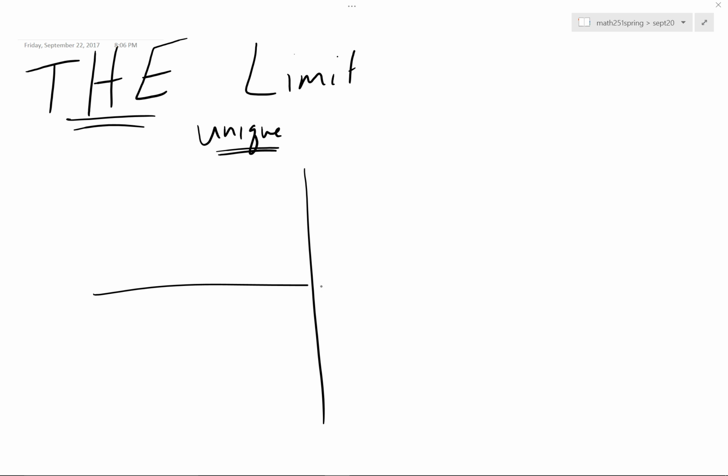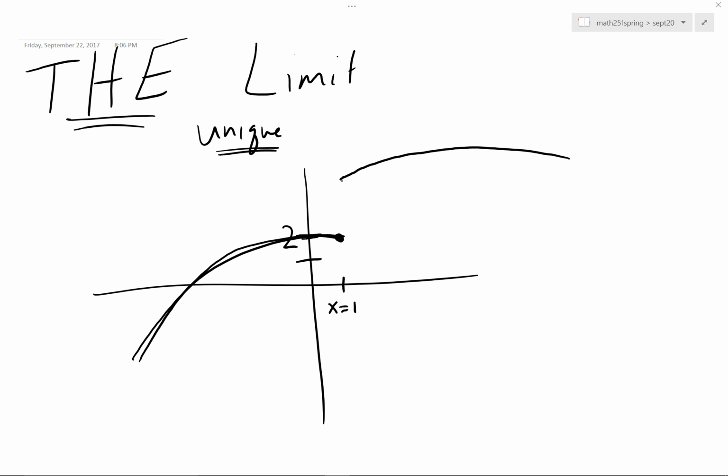And what I mean by that is this. You could have a function that comes up to here. Here's x equals 1. And so as you approach it from this side, it sure looks like the y's are approaching approximately y equals 2 here. But if you approach it from this side, it looks like it's approaching 4. And so there is no one unique limit. Okay? So in this situation, we would say the limit as x approaches 1, again, if this whole function is f of x, we say the limit does not exist.